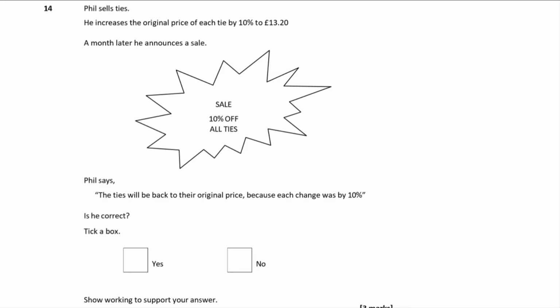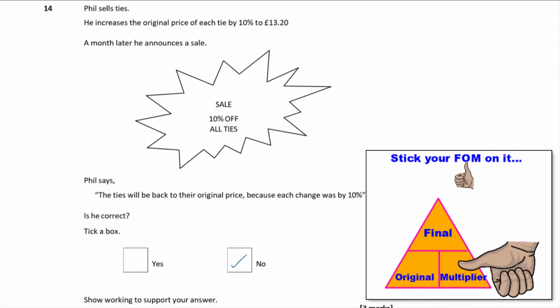Okay, I think he's wrong because adding 10% is not the same thing as taking 10% away again. I'll show you why. Let's do the original price first. So let's do final, original, multiplier. I want to know what the original price was before he added the 10%. So final we know is £13.20. Original is what we want to find, and multiplier is, well, he's increased the price by 10%. So if I've got 100% and I add on 10%, then that is 110%, which as a multiplier is 1.1.